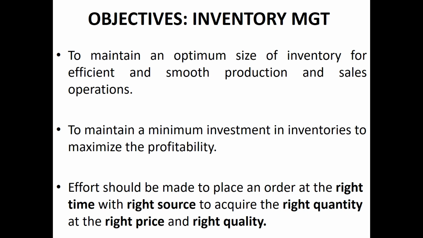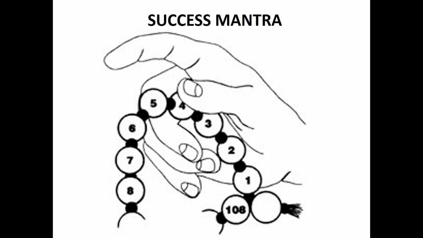Then the right price. You always need to check that the price of that day didn't change, because prices change every day, and if a wrong price pops up, one of the customers is going to say that the price is not right, and it will be a loss for the company. And the right quality: always have the right quality, it's very important, and the customers appreciate it. Well, what is the success mantra?